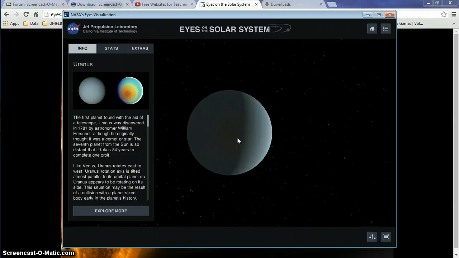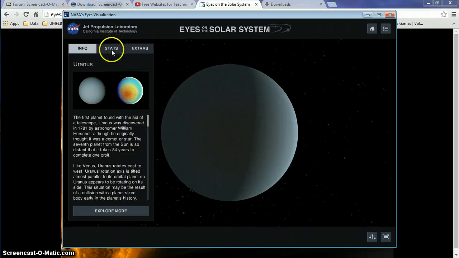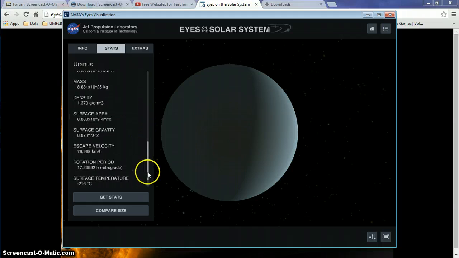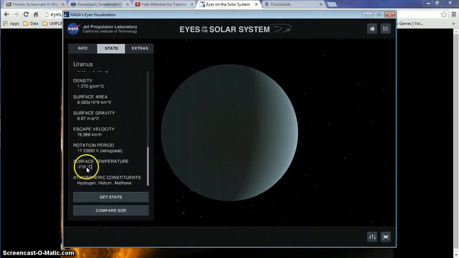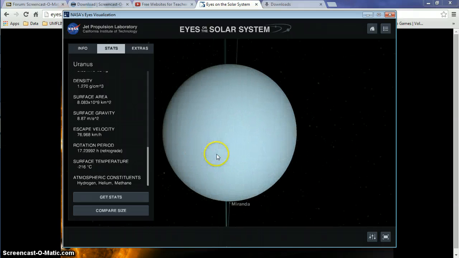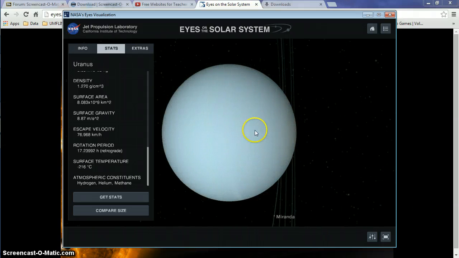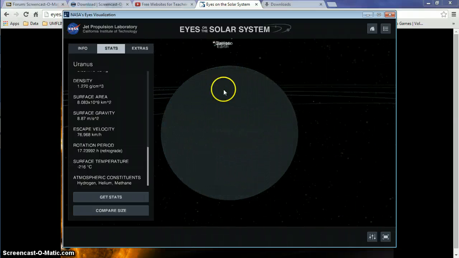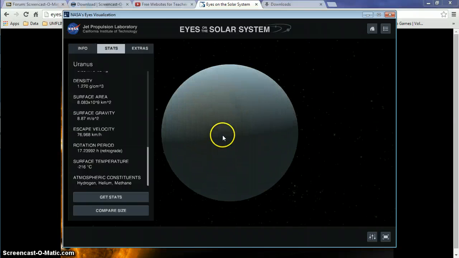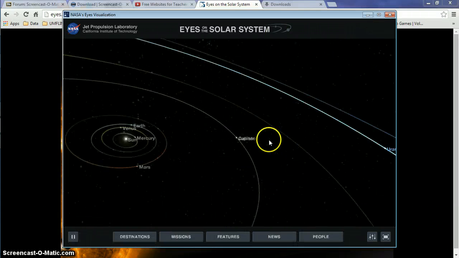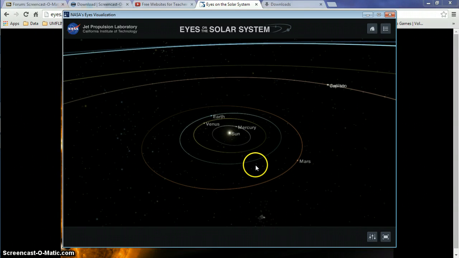Uranus is a blue planet. It has some very cold temperatures. And here we are, negative 216 degrees Celsius. It is a great distance away from our planet, let alone our sun. So as you see, the going theme: the further away from the sun you are, the colder it gets.